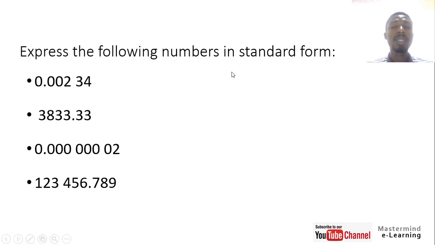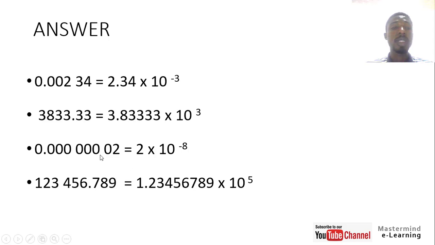Express the following numbers in standard form. 0.00234. We have to move the decimal place 1, 2, 3 times in order to make the first number before the decimal point come between 1 and 9.9999. So you have 2.34. Because we moved it 3 times to the right, you see that this is times 10 to the power minus 3. Here, 3833.33.